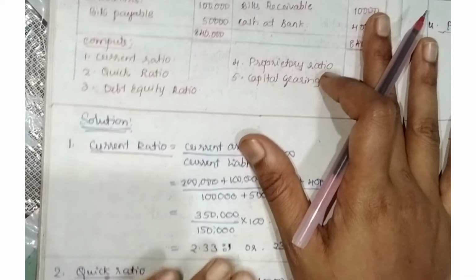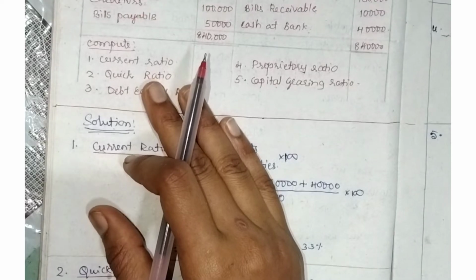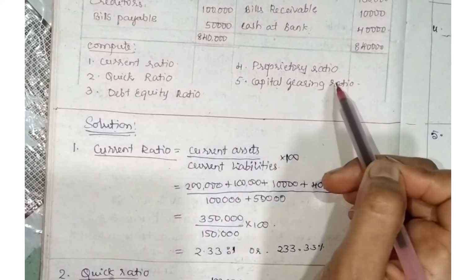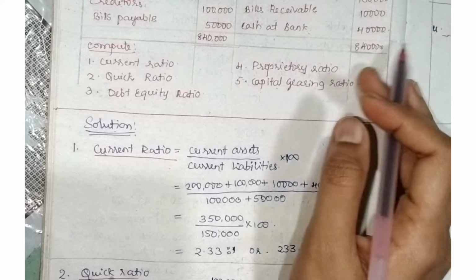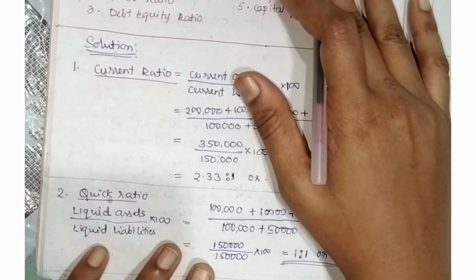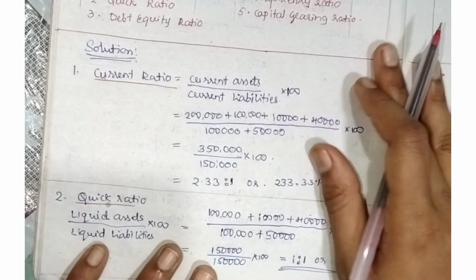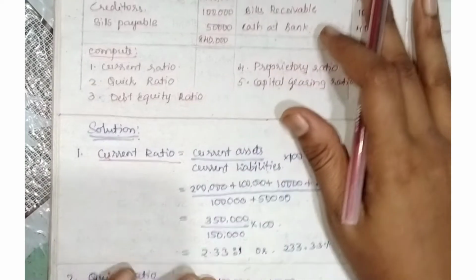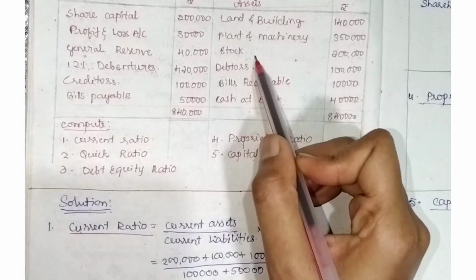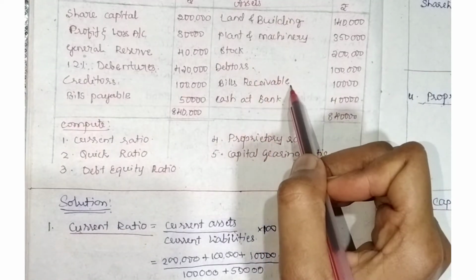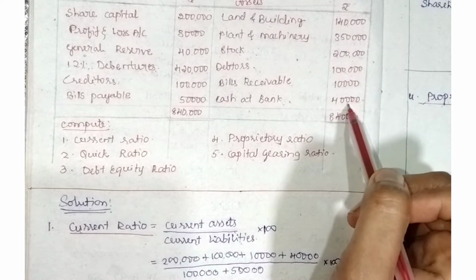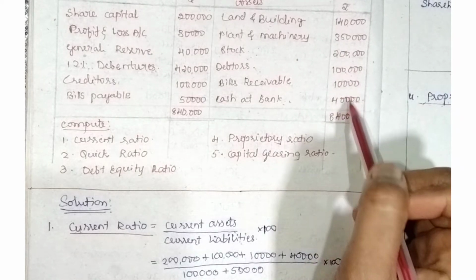Then what and all we have to compute here? Current ratio, quick ratio, debt equity ratio, proprietary ratio and capital gearing ratio. First one, current ratio. Current ratio, what I said, current assets divided by current liabilities into 100. Current assets, see here, stock, debtors, bills receivable, cash at bank: 2 lakh, 1 lakh, 10,000, 40,000. How much? 3 lakh 50,000.